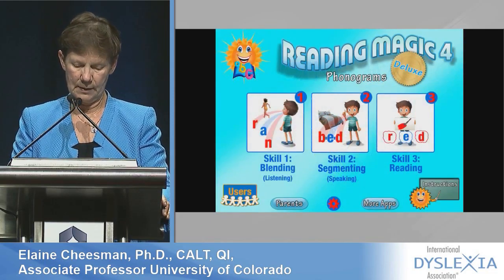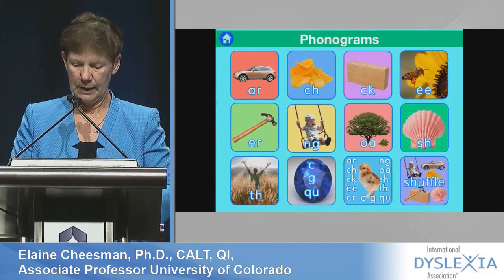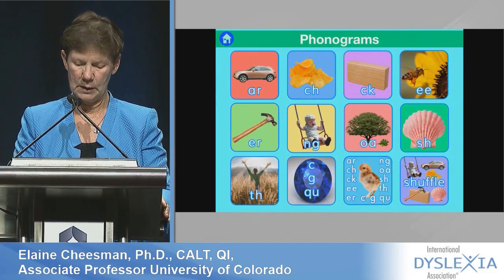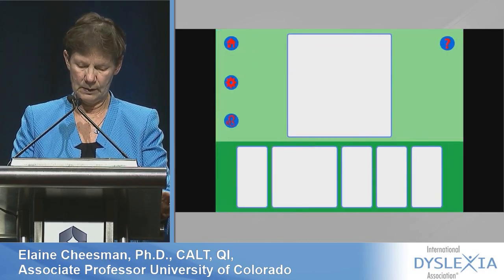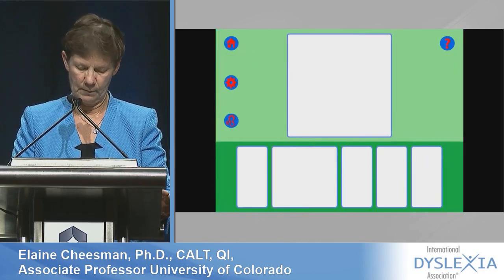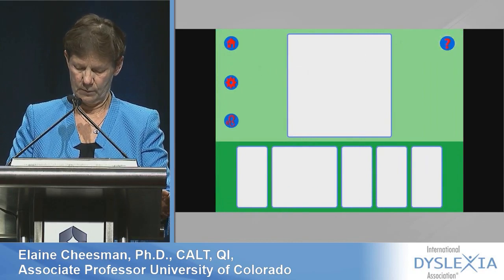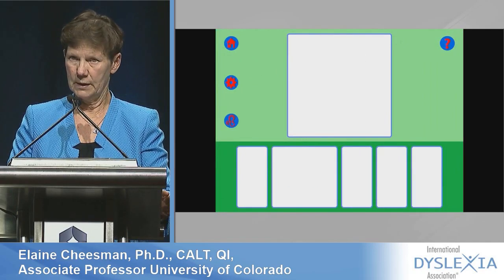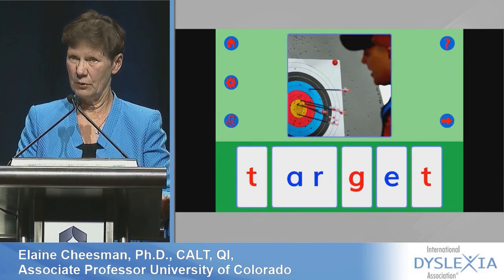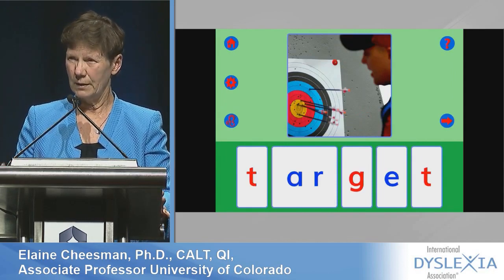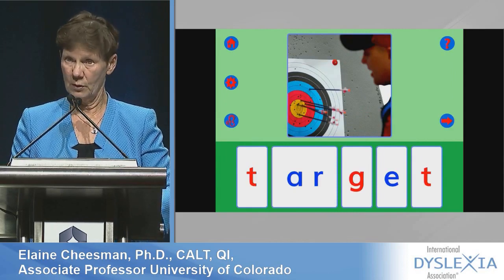So the first thing is, and I've chosen number 4 here, it's a spelling, it's a blending. So I'll do set 2, we'll see what happens. So listen carefully. T-A-R-G-E-T. What is it? Target. There it is. Nice pictures too. It's an adult voice. You can use it with older people. You can use it with adults.